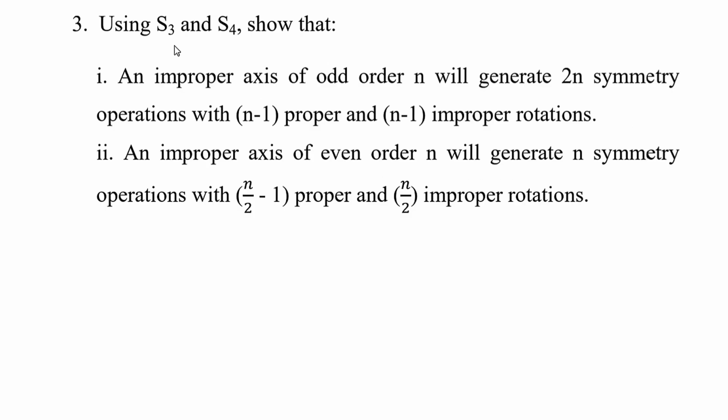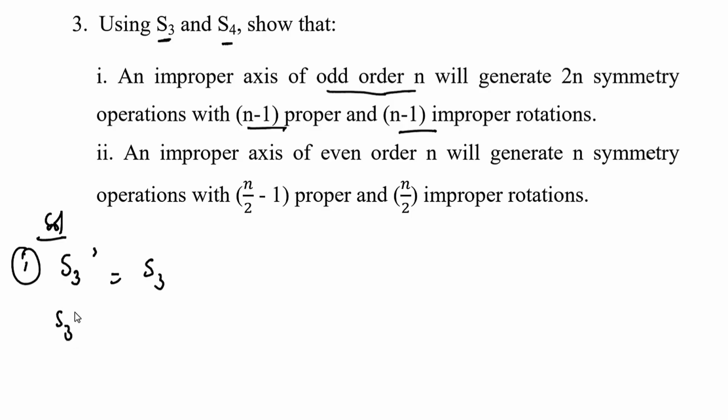Now let's look at this question. So using S3 and S4, show that an improper axis of rotation of odd order n will generate 2n symmetry operations with this n minus 1 proper and n minus 1 improper. So let's look at this. So basically for the first one we have that odd order number, right? So this is odd order number, even order number. So we are dealing with S3 in the first part. So that is going to be S3 1 to give S3, right?